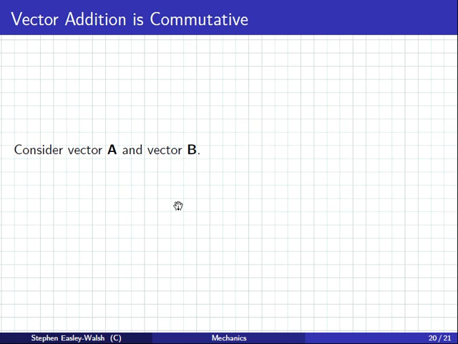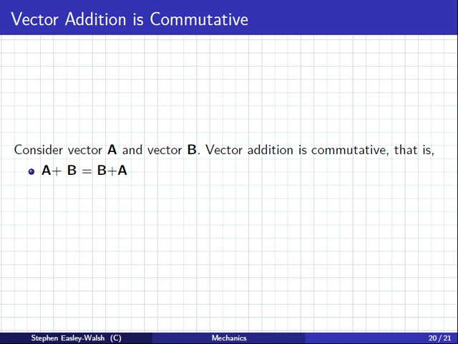Right, consider vectors A and B. We say vector addition is commutative. That is, A plus B is the same vector as B plus A. I think you should make note of that. Maybe you knew that already, but maybe you didn't know this word.